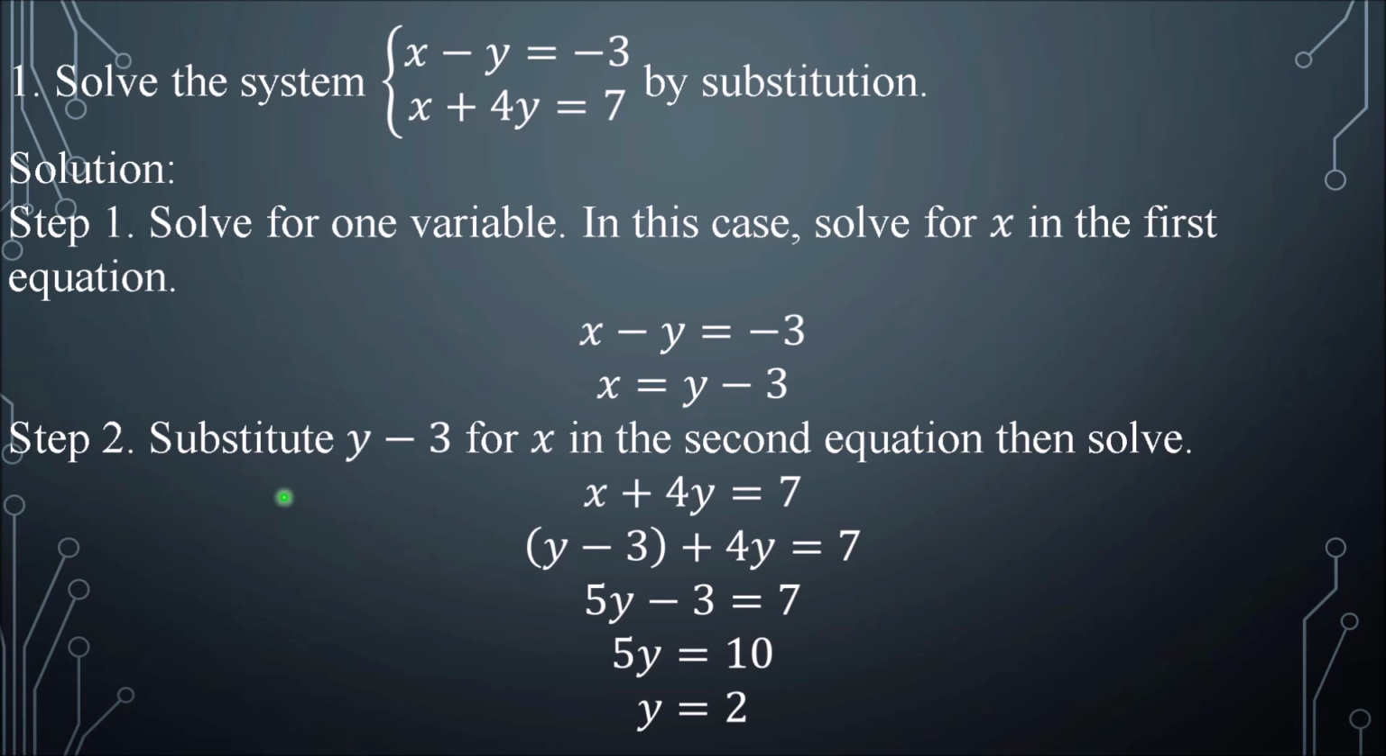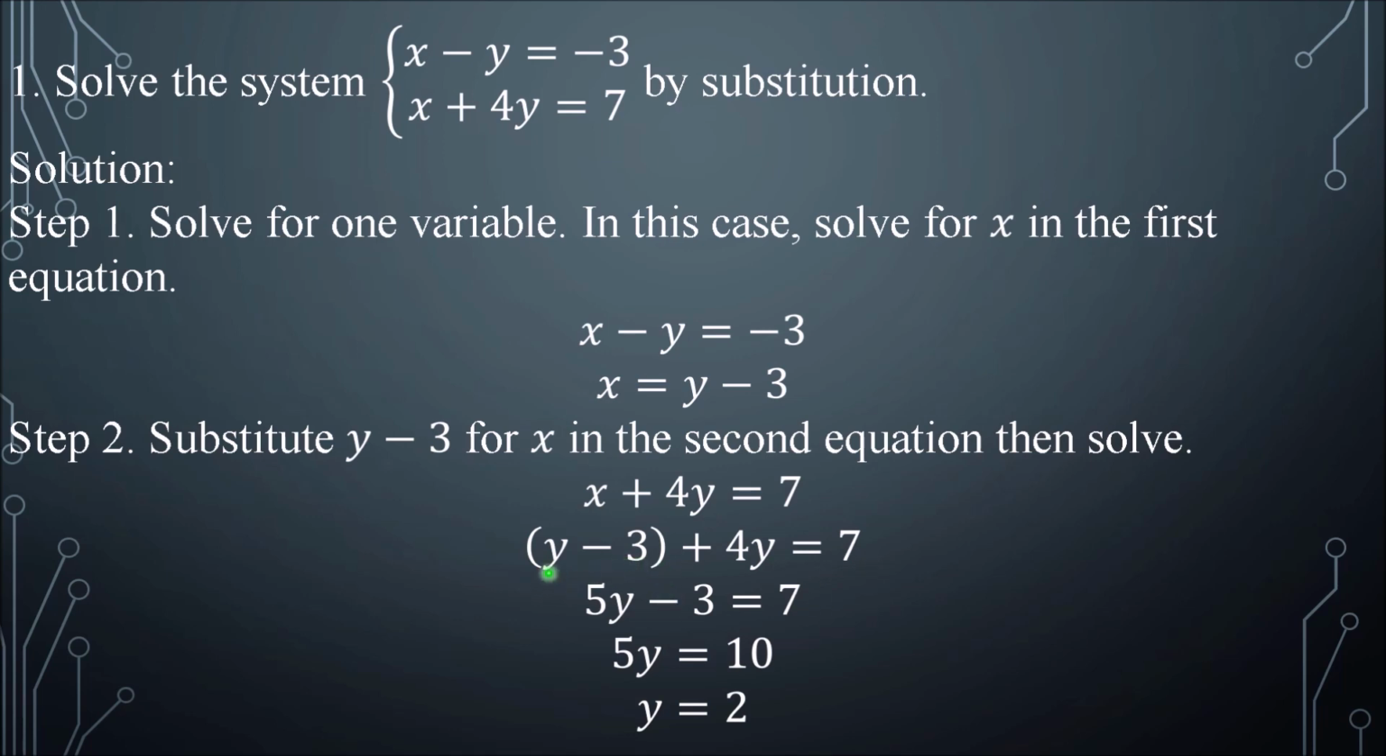Next step, substitute this y minus 3 for x in the second equation. So the second equation is x plus 4y equals 7. We will substitute this y minus 3, because x is equal to y minus 3, to x in the second equation. So we have y minus 3 plus 4y is equal to 7.